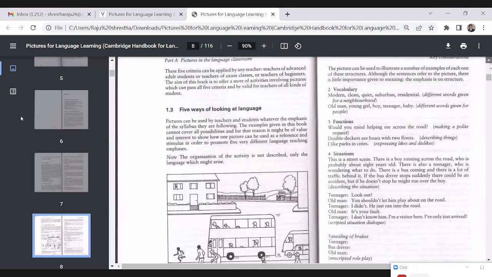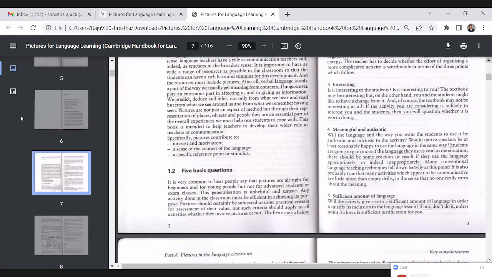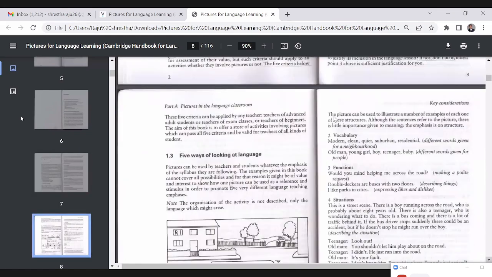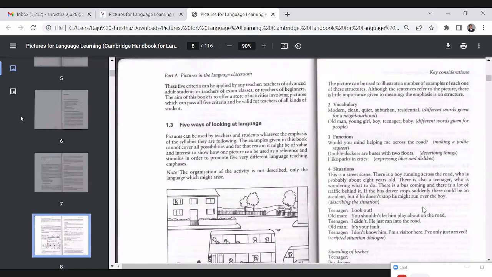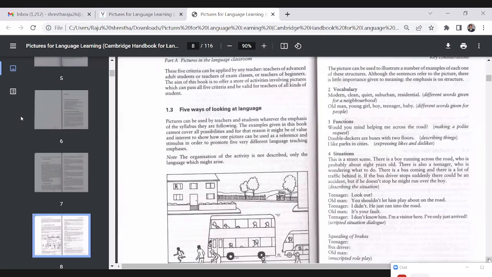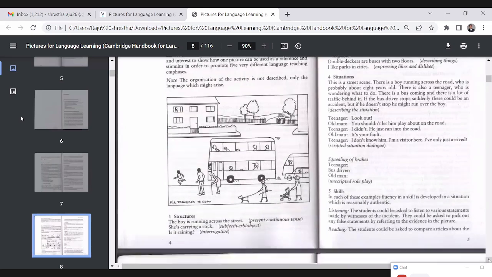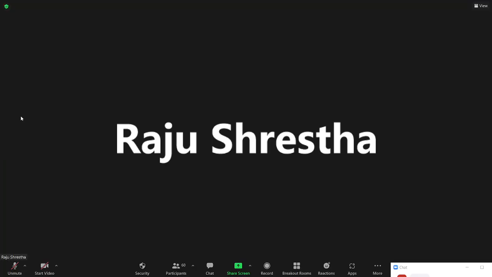Then here on the right-hand side, number two, vocabulary. Number three, functions. Number four, situation. And number five, skills like listening, speaking. These will be practiced by the use of pictures. So I request you to go through this book and please read it. Okay. Thank you. Now I will stop this reading.